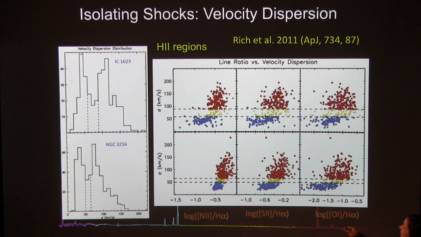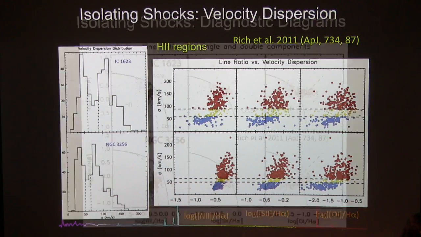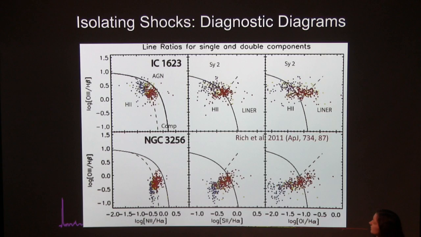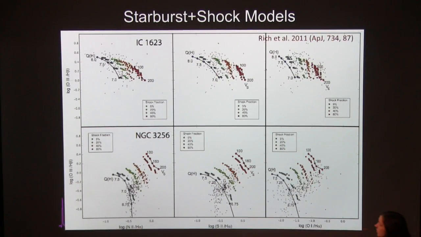We can color code our shocked regions and our H2 regions and see where they lie on the optical diagnostic diagrams. And so the starburst points indeed lie in the starburst, the H2 region part of the diagnostic diagrams, and then the broader component lies offset into what we used to call the composite or the LINER region, and this is typical of shocks, and we know that because we do starburst and shock models.